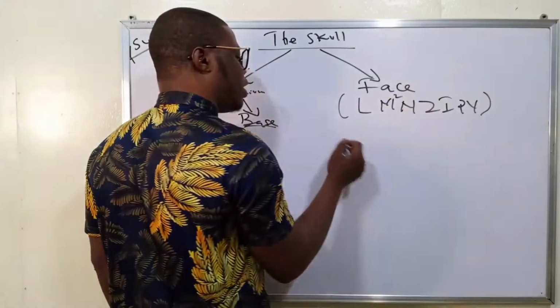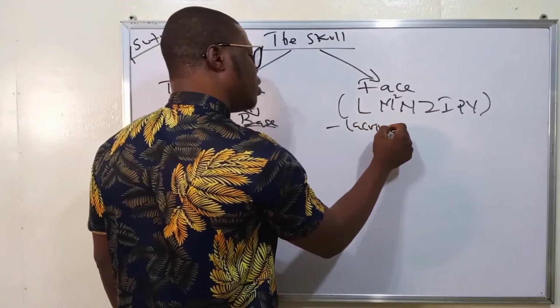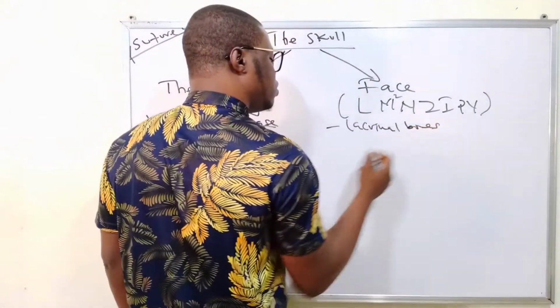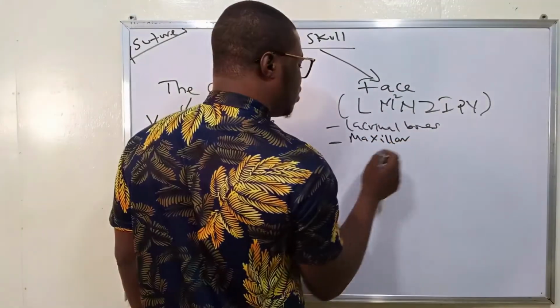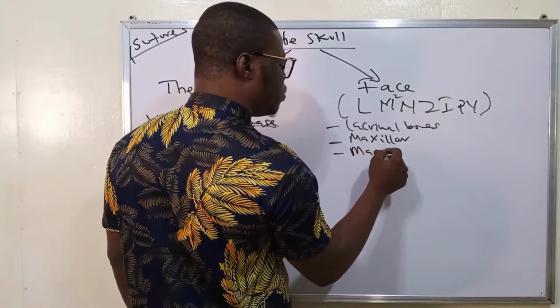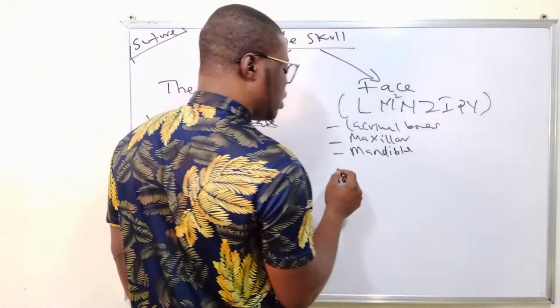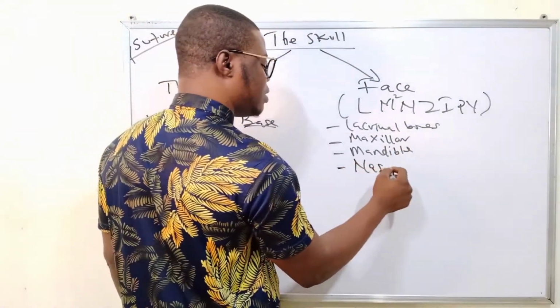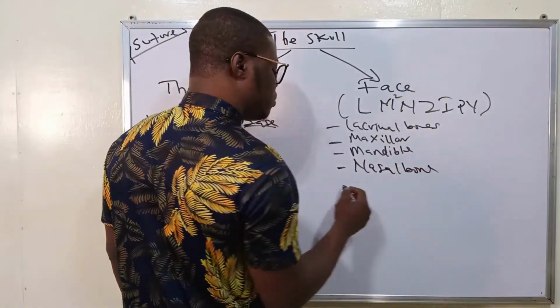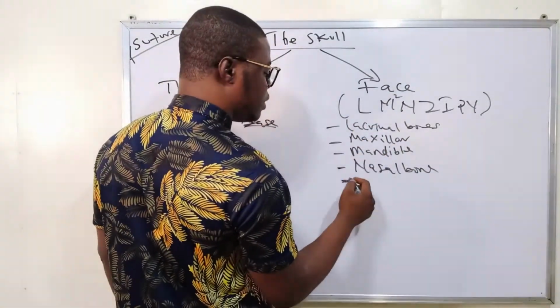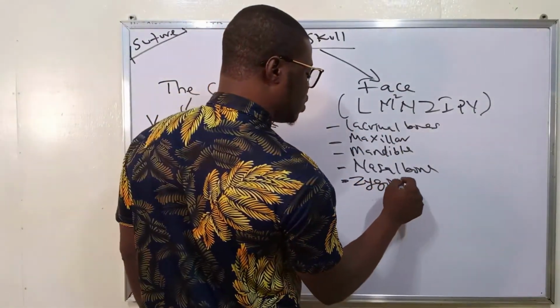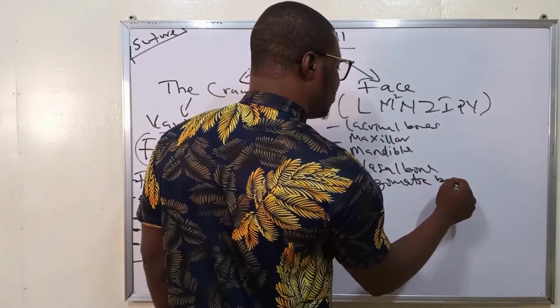So we said we have the lacrimal bones, then the maxilla, so the maxillary bones. Then we have the mandible, the mandibular bone. After that, we have the N, that is the nasal bone. Then the Z, that is the zygomatic bone. We call that the cheekbone or the beauty bone.